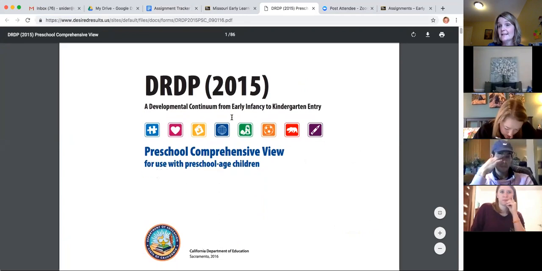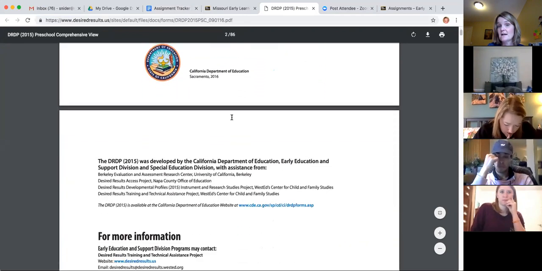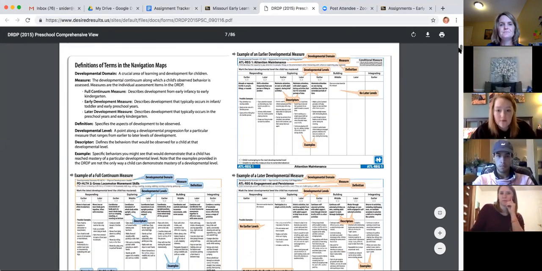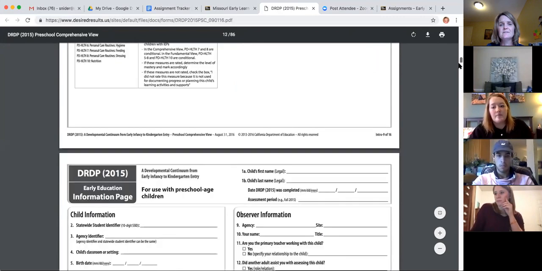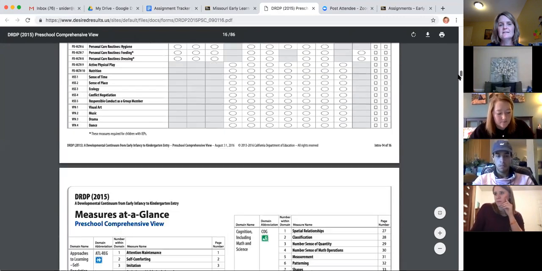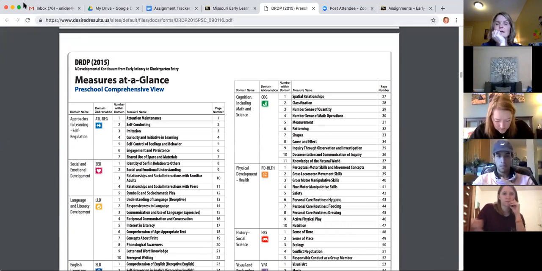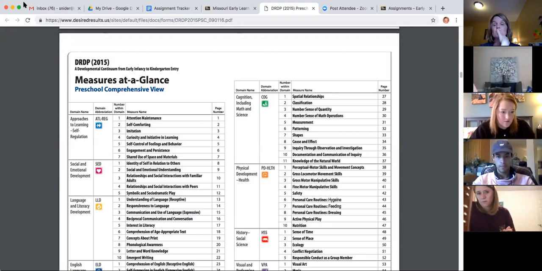Remember sizes, right? Sizes is my concept. So I am going to scoot you guys over. There we go. Now I'm going to scroll down to this table of contents, the measures at a glance, and I'm going to go to sizes. I wonder what goes with sizes. Well, what subject area does that sound like to you all? Math, right? Or maybe science.